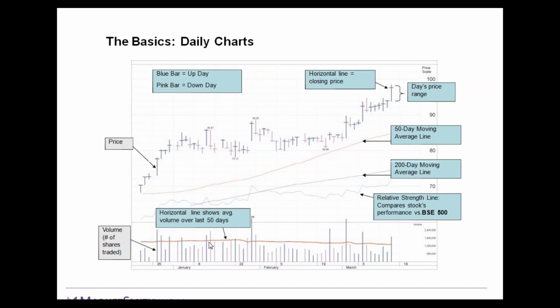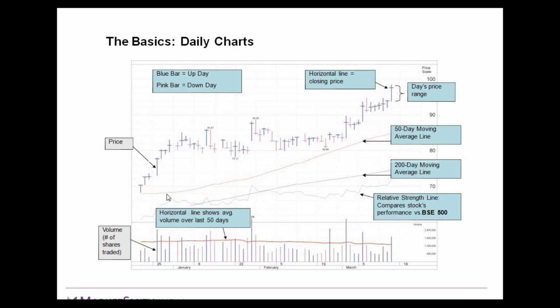Now coming to the very important part, the volumes. One bar here again represents 1 day, and on a weekly chart, one bar represents 1 week. This bar shows what the volumes were for any given day. The higher the bar, the higher the volumes. This horizontal line is the average volume over the last 50 days. So this is about price, and this is about volumes.